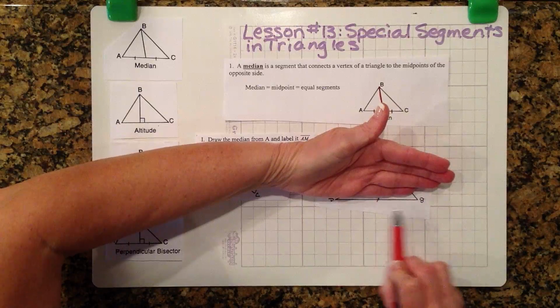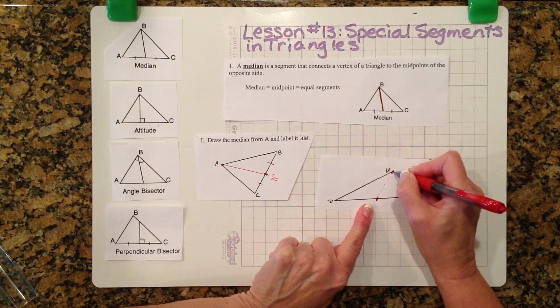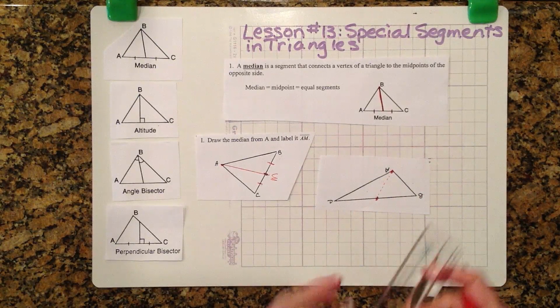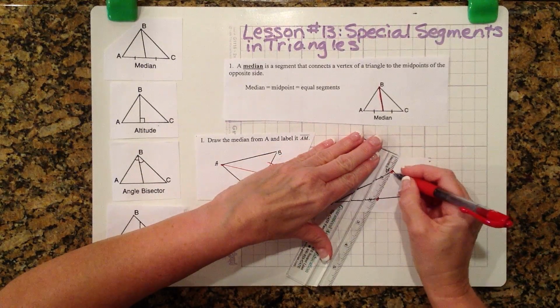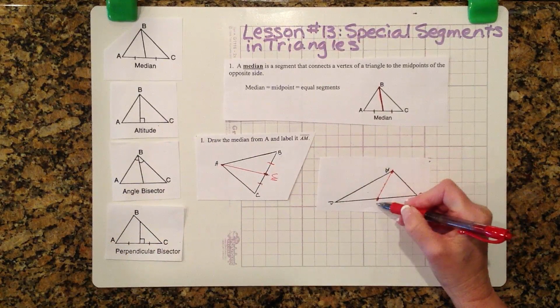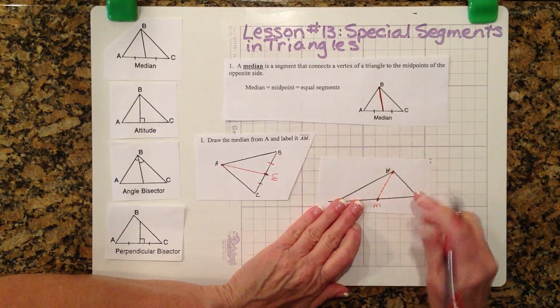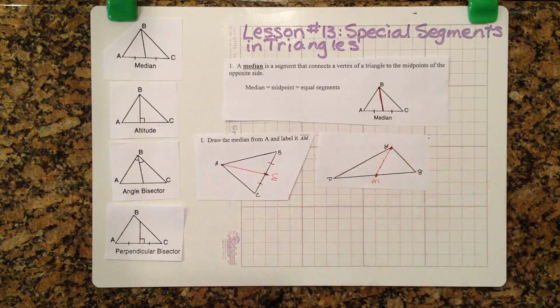Where's the middle of CB? It looks like it's about right there. So I'm going from this point to that point. If you notice, it looks like it's slanted, but that is okay. So this is our median. This red line is the median, and we're going to name it AM, line segment AM. Okay, so that right there is the median.